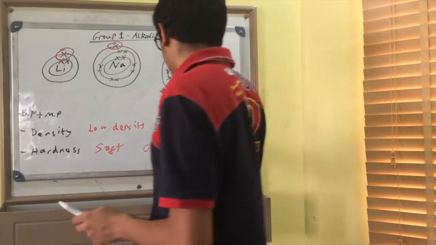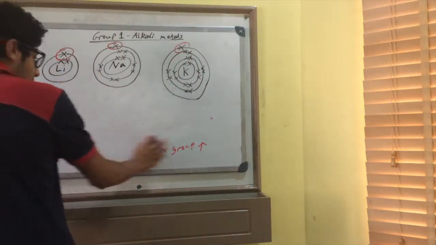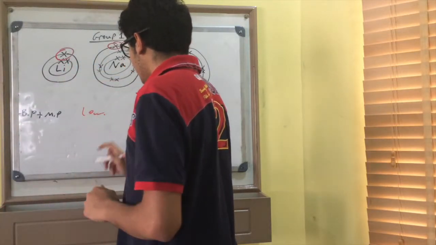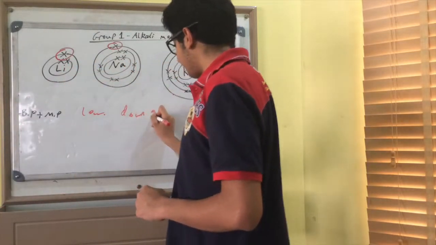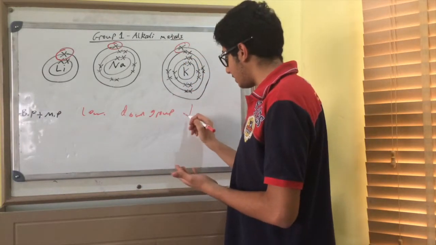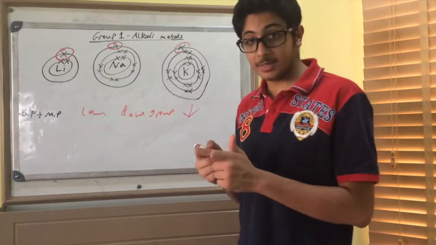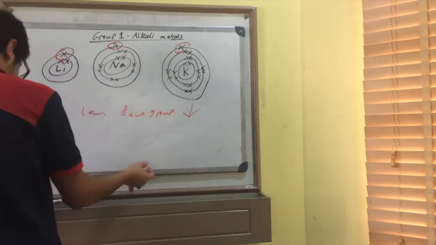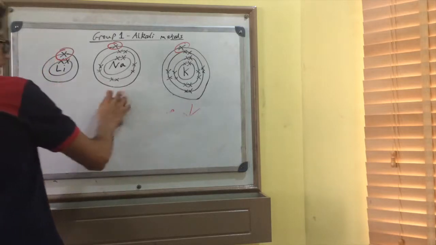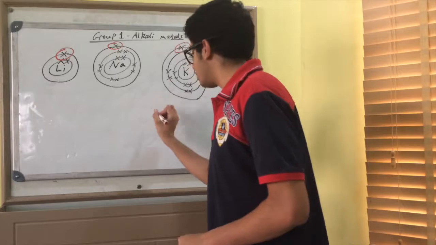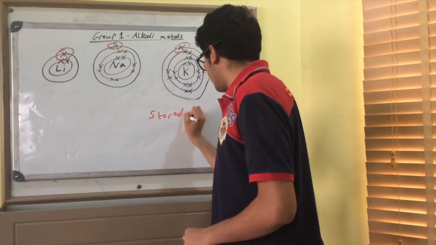Let's talk about their boiling and melting points. Again, relatively low. And as you go down the group, the boiling point and melting points actually decrease. And as I said, the metals are very reactive. They have to be stored in oil.